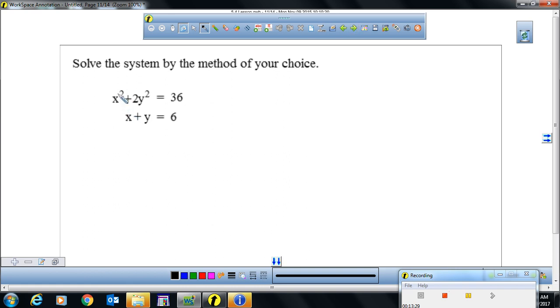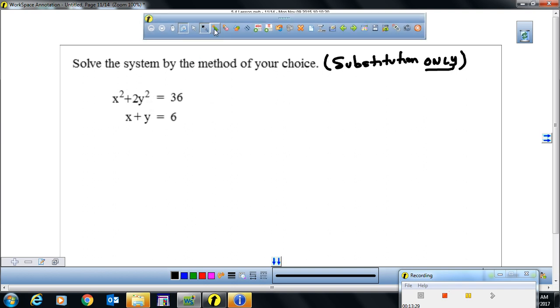You see that even if I wanted to eliminate the x's, I can't because the powers are not the same. If I wanted to eliminate the y's, I cannot do that because the powers are not the same. So addition is not a possible choice. So the only way that we can solve this is by substitution. So substitution only. So you keep that in mind. This is the only way that works in this system.